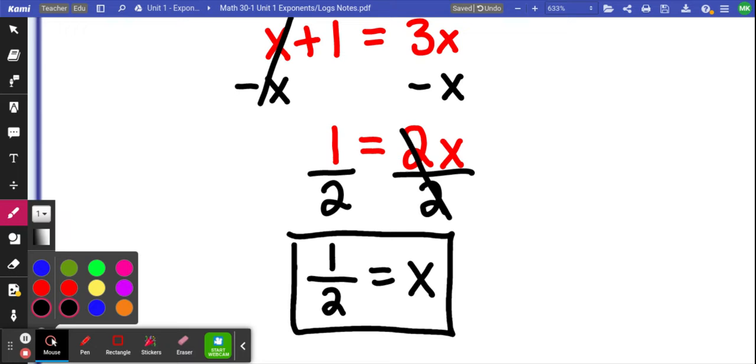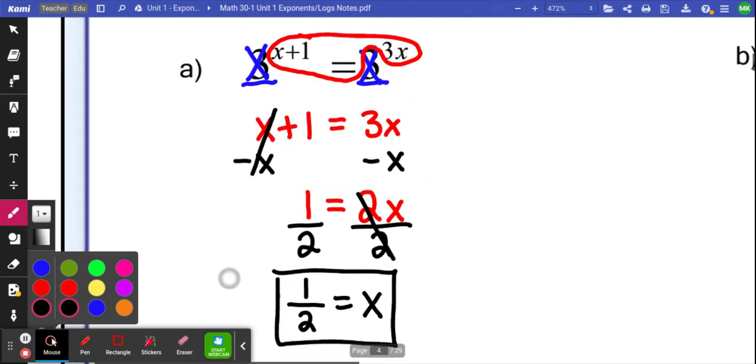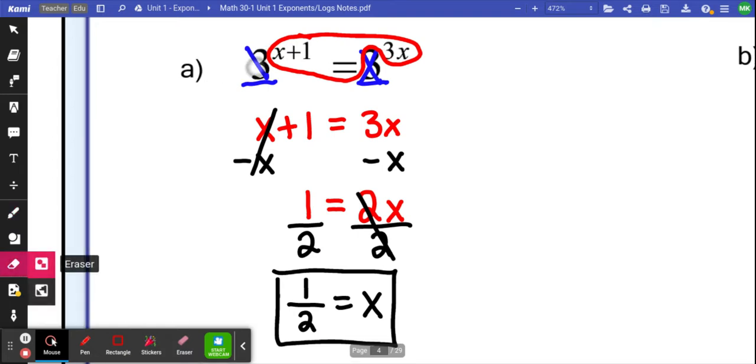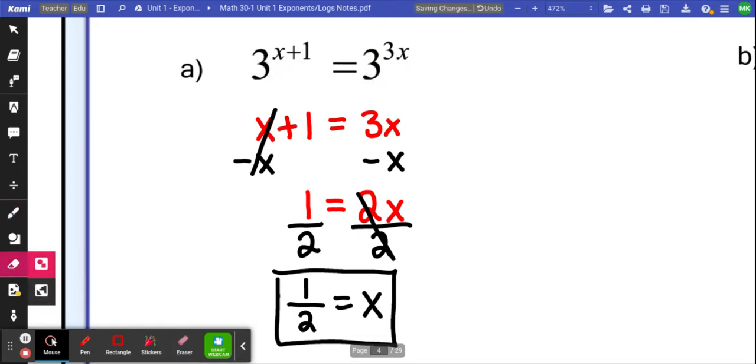That means if I took that value for x and put it back into the very starting equation, these two powers would equal each other. It makes sense if you try it. This is 0.5. 0.5 plus 1 is 1.5. 3 times 0.5 is 1.5. So these would be the same power. That's called like bases, solving exponents using like bases.